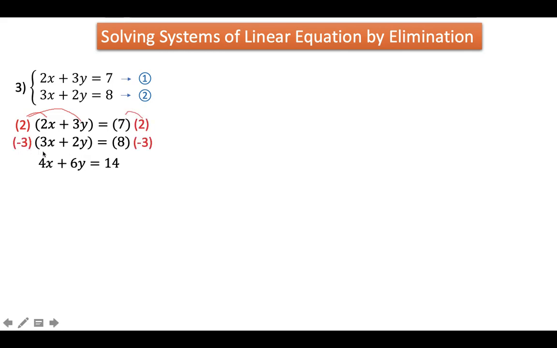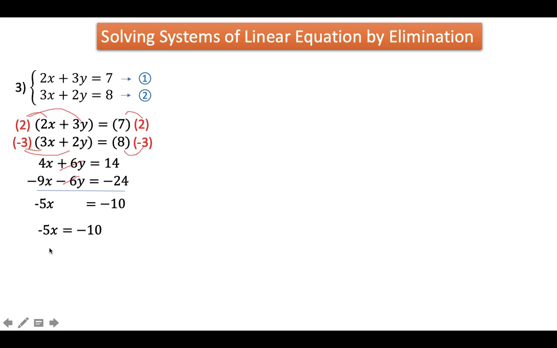Then negative 3 to this equation 2. So negative 3 times 3x, that is negative 9x. Then negative 3 times positive 2y, that is negative 6y. Negative 3 times 8, negative 24. So that is the reason why it is negative, so that this 6y becomes negative 6y, and we can now eliminate them. And we are left with 4x plus negative 9x, that is negative 5x. 14 minus 24 is negative 10. Finally, we eliminated the y, and we are left with one variable.